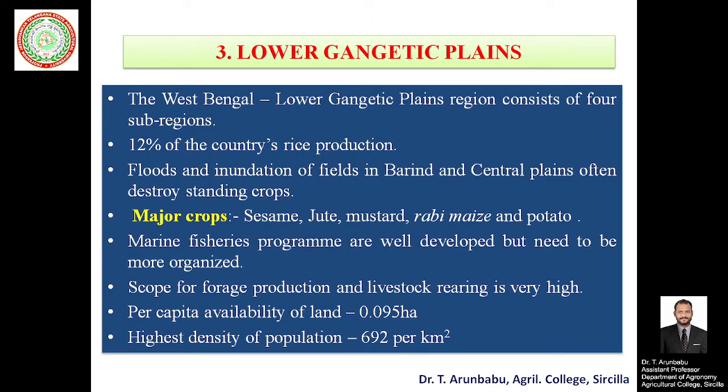Coming to the lower Gangetic plain, this region, the West Bengal lower Gangetic plain region, consists of 4 sub-regions, and it accounts for 12% of the country's rice production. And the major crops cultivated in this region are sesame, jute, mustard, rabi maize and potato, and the per capita availability of land in this region is 0.095 hectare, and the highest density of population, that is 692 per square kilometer area.